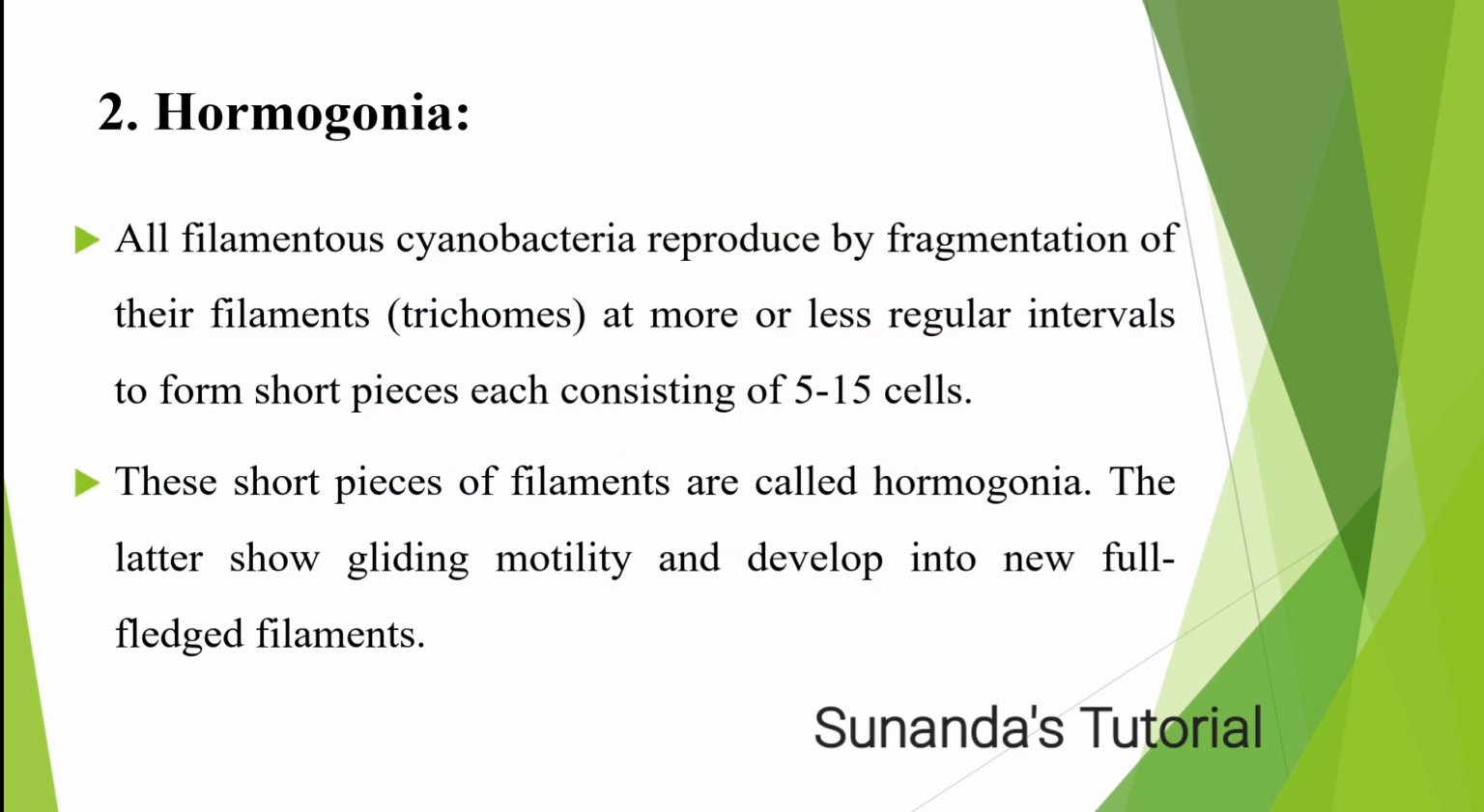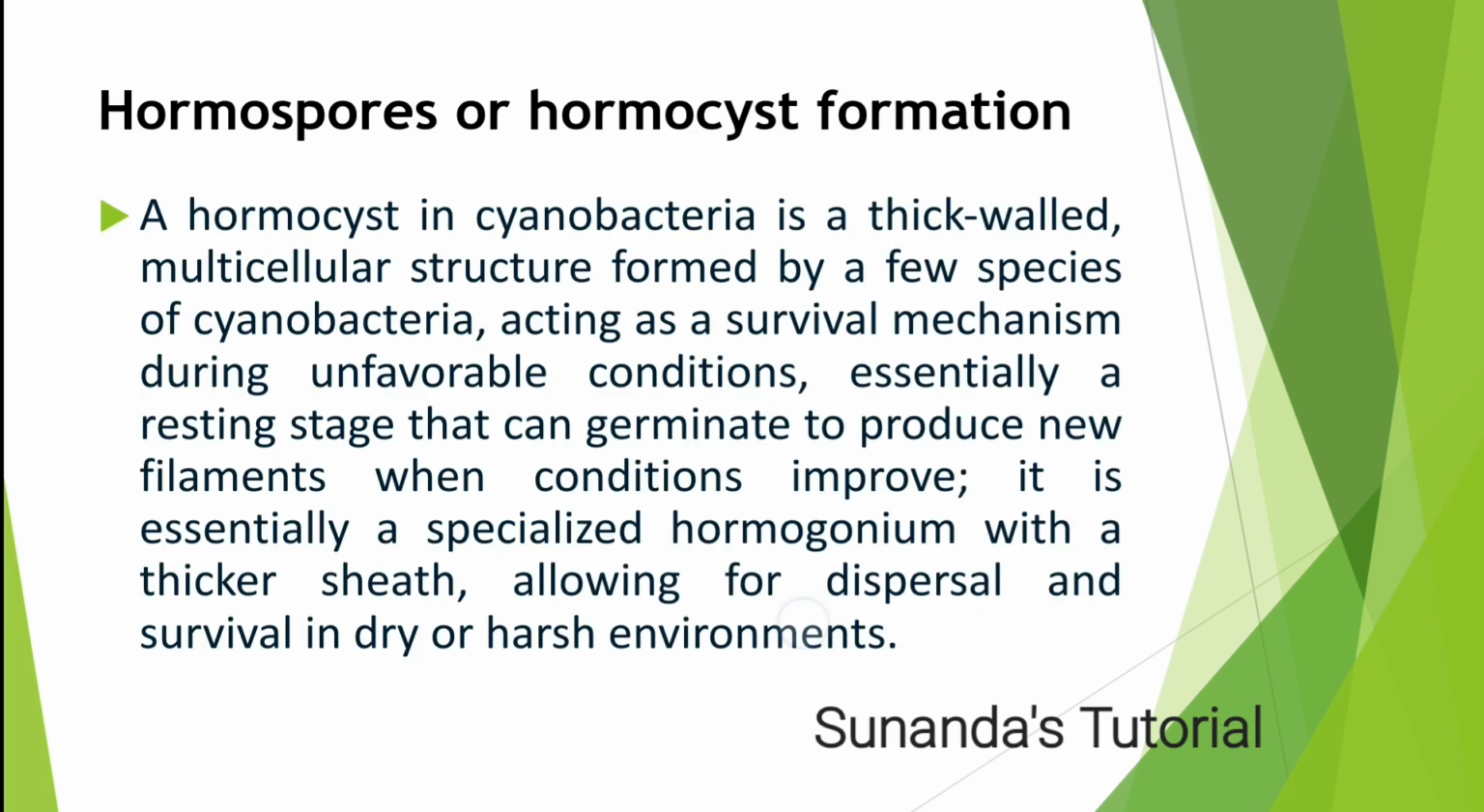Next, hormogonia. All filamentous cyanobacteria reproduce by fragmentation of their filament, and the fragments of their trichomes, those short fragments, are called hormogonia. They have the capability to grow as a new individual cyanobacterial cell. Okay. Then hormospore or hormocyst.